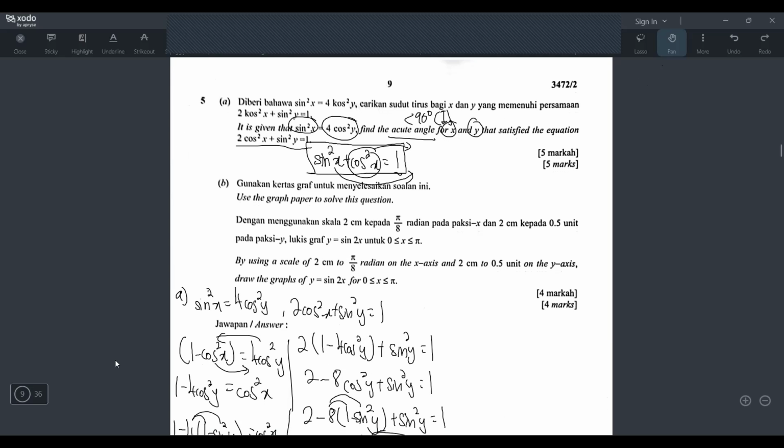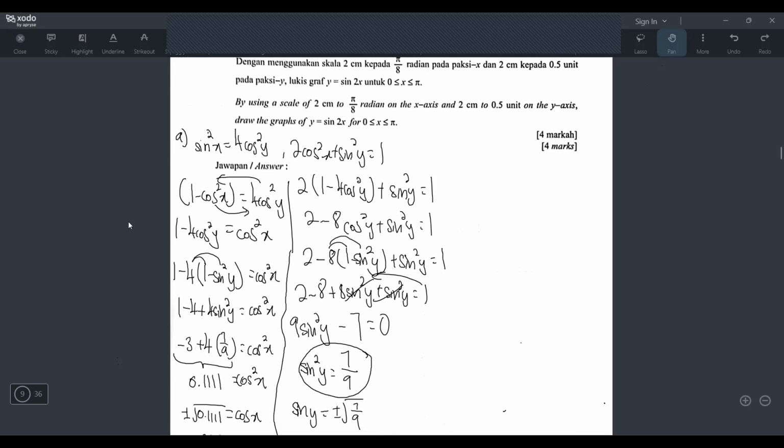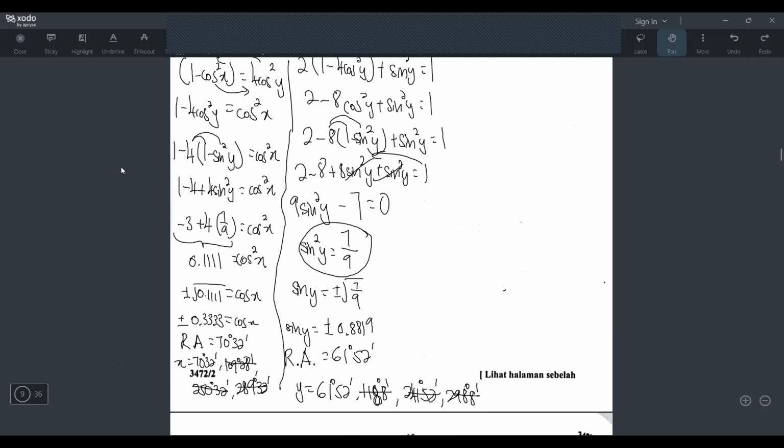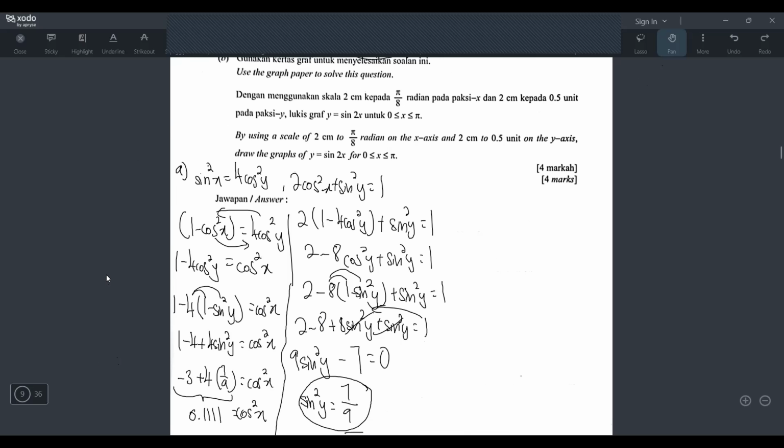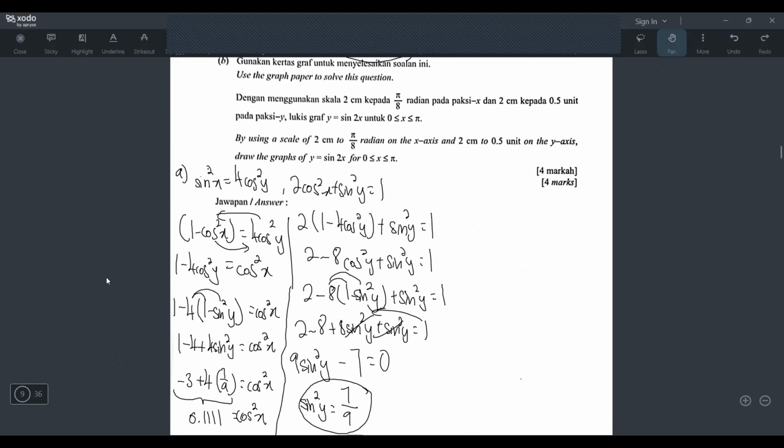Alright, so this is my answer for A. Hope you understand. Let me just double check something. 70 degree, 32 minute. What if I change to decimal? 70.53. Okay, same as the scheme. Yeah, it's the same answer, it's just that I write in degree minute. Now we can do question B.